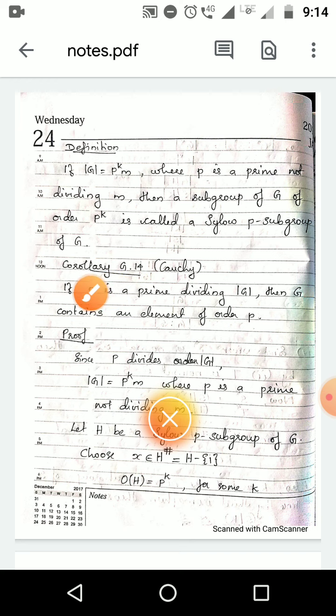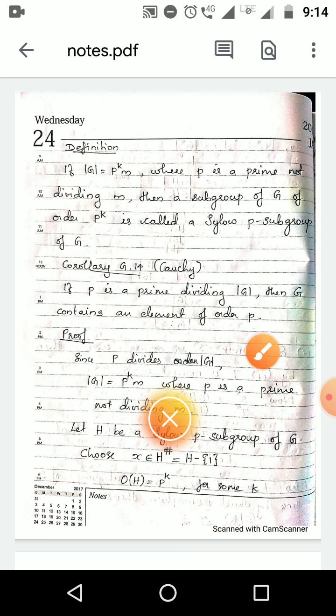Okay, next we go through Corollary G14, and it is known as Cauchy's theorem. If p is a prime dividing the order of G, then G contains an element of order p. So Cauchy's theorem states that if p is a prime that divides the order of G, then G contains an element of order p.